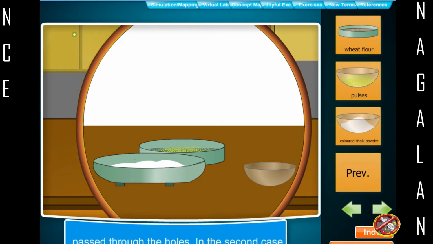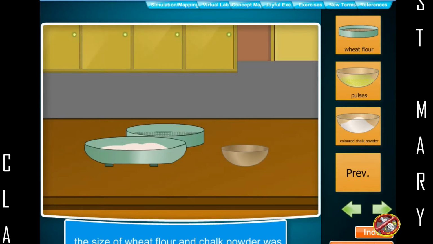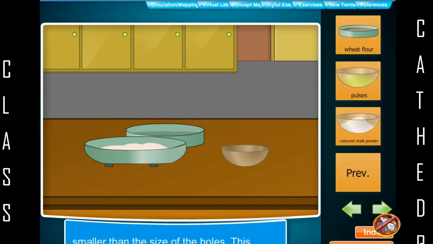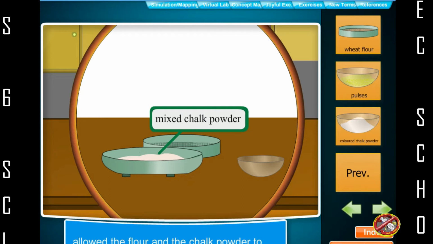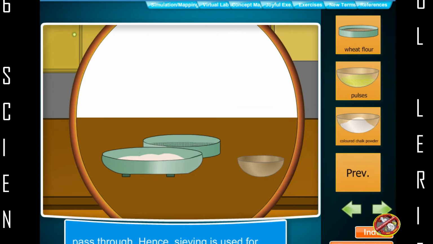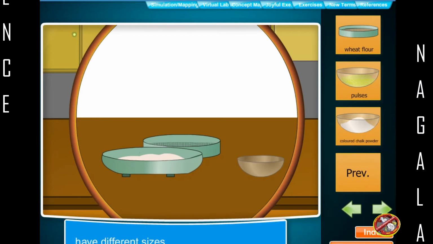through the holes. In the second case, the size of wheat flour and chalk powder was smaller than the size of the holes. This allowed the flour and the chalk powder to pass through. Hence, sieving is used for separation when the components of a mixture have different sizes.